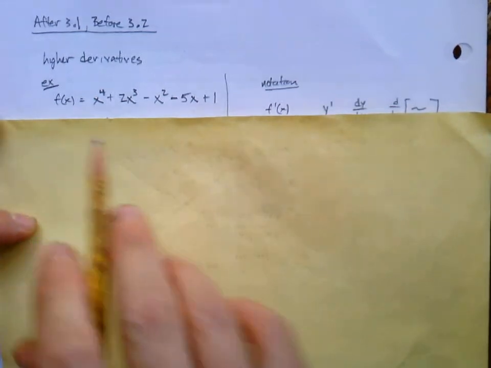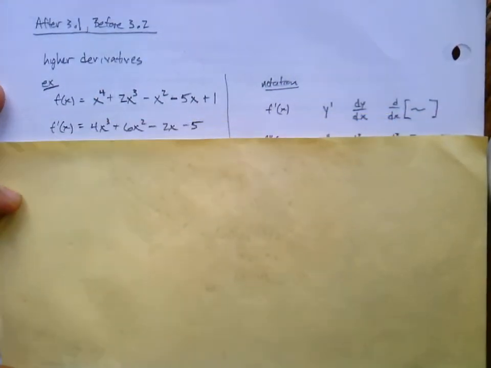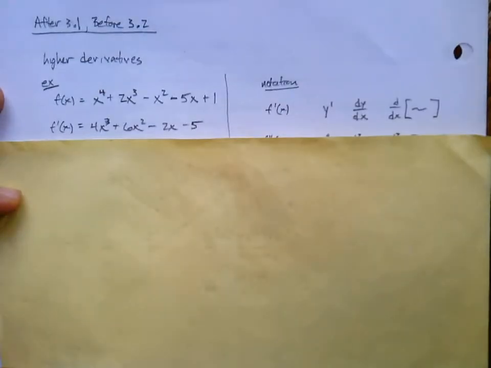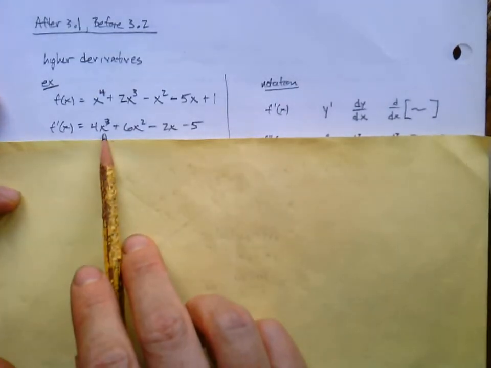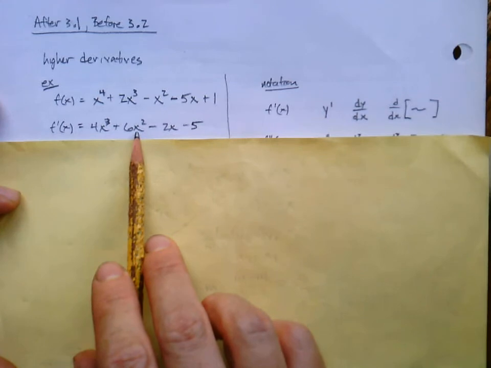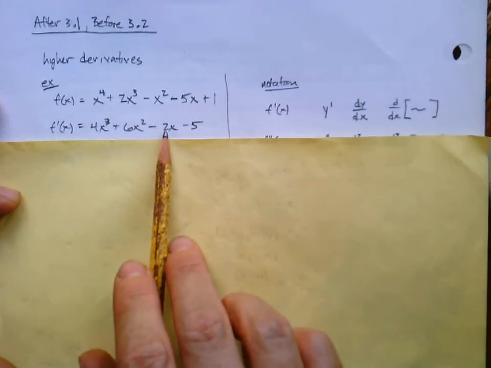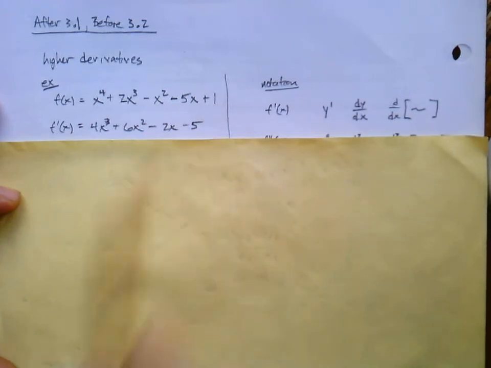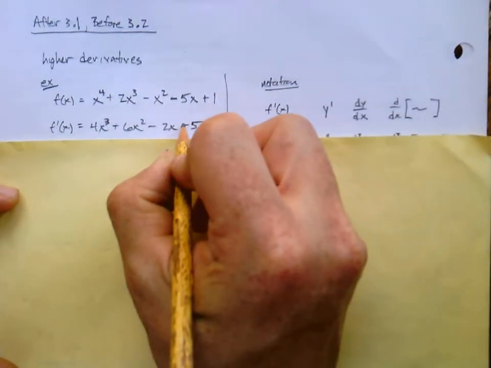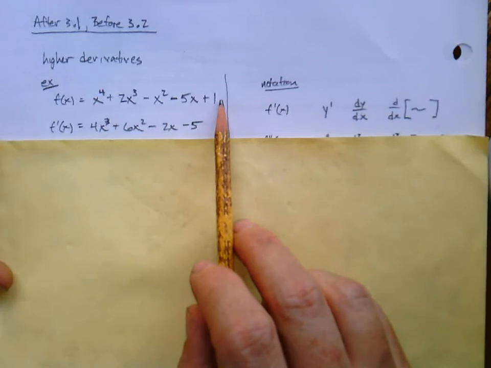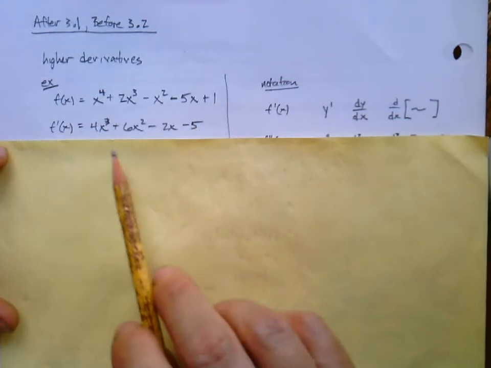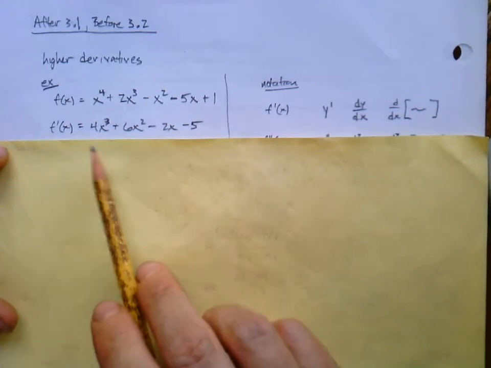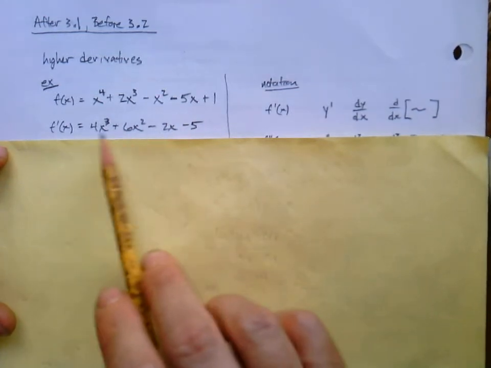Okay, so we can take the derivative, right? We know the rules for polynomials and powers from 3.1. So f prime would be 4x to the third plus 6x squared minus 2x. This derivative would be minus 5, and of course the plus 1 would go to 0. So we started with a polynomial, and then our derivative is a polynomial. The degree of that polynomial dropped by 1. But hey, what's preventing us from taking a derivative of this?